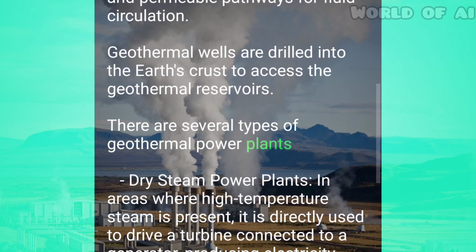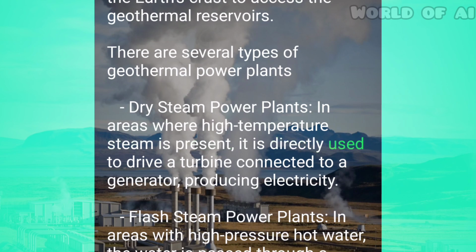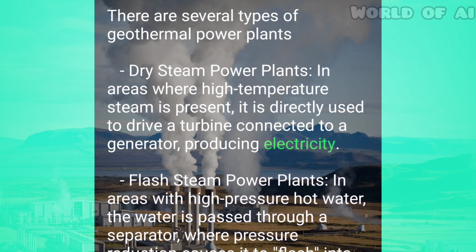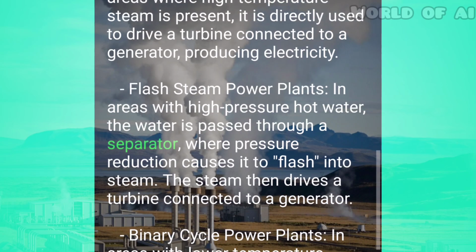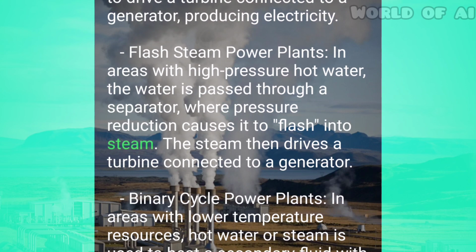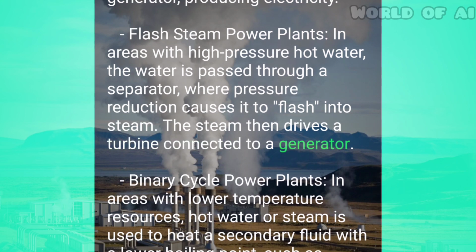There are several types of geothermal power plants. Dry steam power plants: in areas where high temperature steam is present, it is directly used to drive a turbine connected to a generator, producing electricity. Flash steam power plants: in areas with high pressure hot water, the water is passed through a separator, where pressure reduction causes it to flash into steam. The steam then drives a turbine connected to a generator.